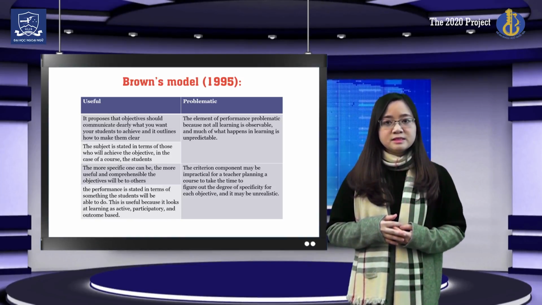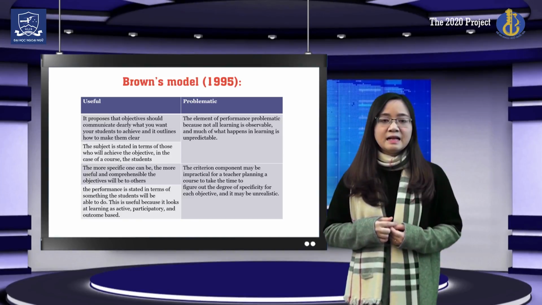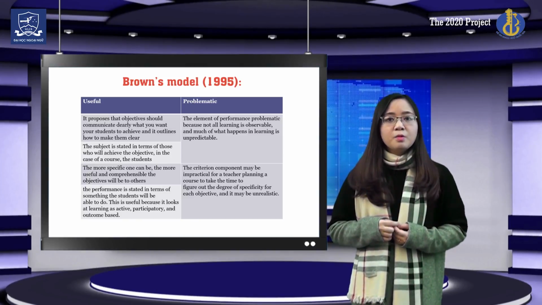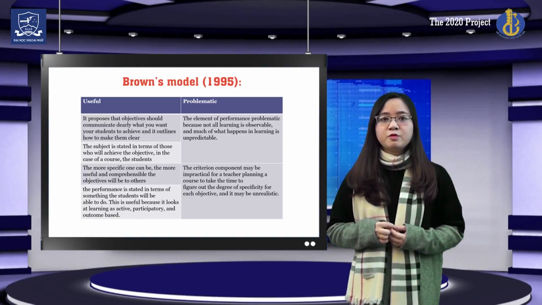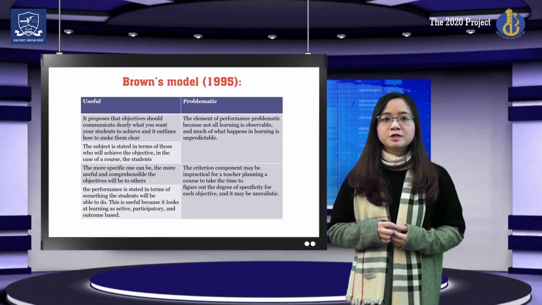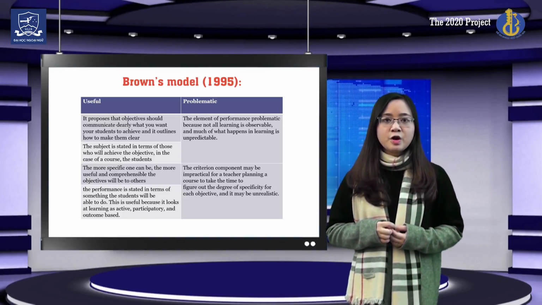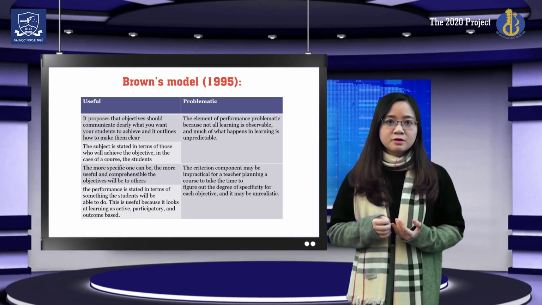Third, the performance is stated in terms of something the student will be able to do. This is useful because it looks at learning as active and outcome-based. It heads off vagueness and lack of clarity. Brown provides an excellent list of performance verbs drawn from Mager and adapted from Rowntree in 1985. Mager contrasts vague verbs like know, appreciate, and understand with precise verbs like construct and identify.